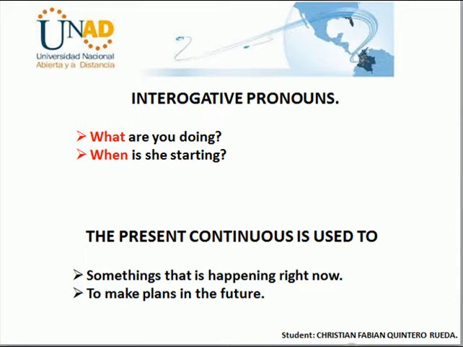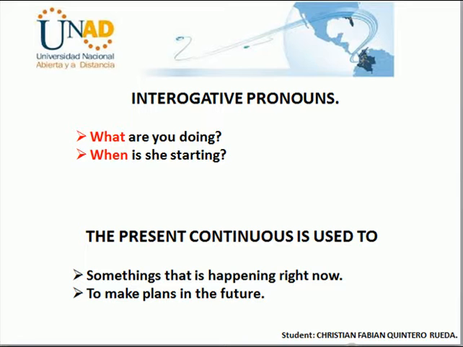Then we are talking about the interrogative pronouns. This topic is so easy, guys. You only put the pronouns at the beginning of the question. For example, what are you doing? When is she studying? But when can I use the present continuous? We use the present continuous to talk about something that is happening right now, or to make plans in the future.